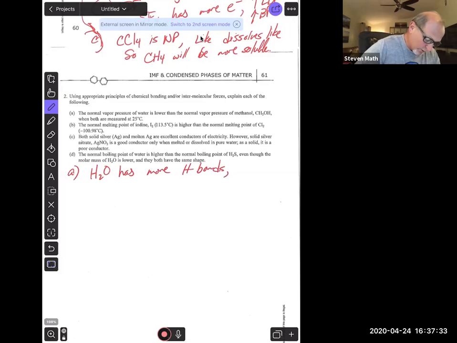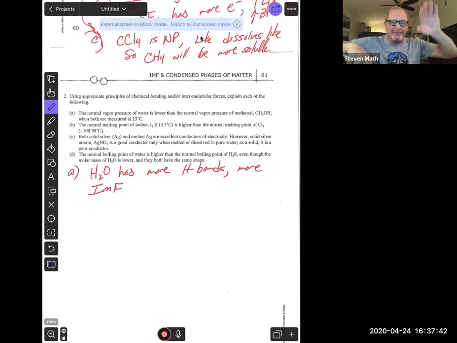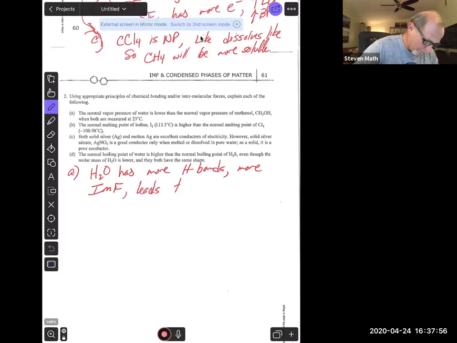So it has more intermolecular forces. The molecules are interacting more because hydrogen bonding is happening on both ends of the molecule, whereas in CH3OH, the hydrogen bond is only happening on one side of the molecule. So it has more IMFs, which leads to lower vapor pressure. See, the train of thought is still the same. Stronger IMFs, lower vapor pressure, all real straightforward stuff.